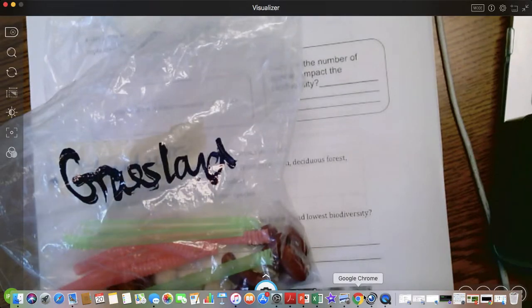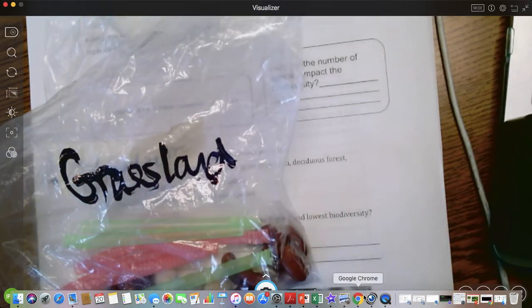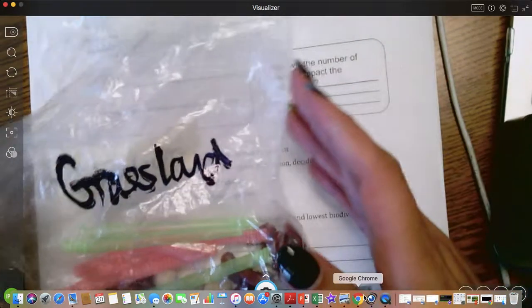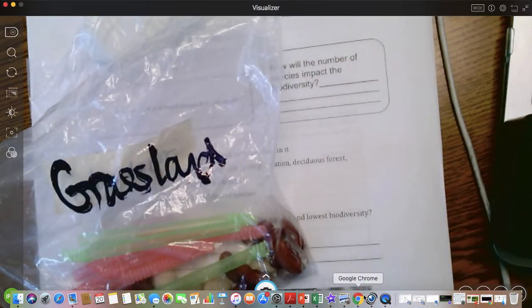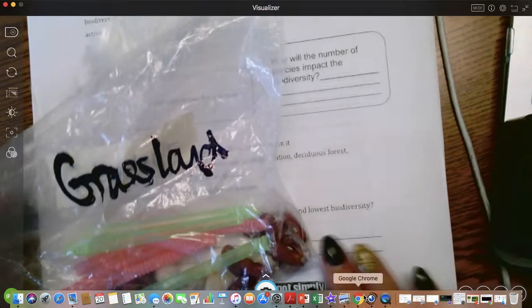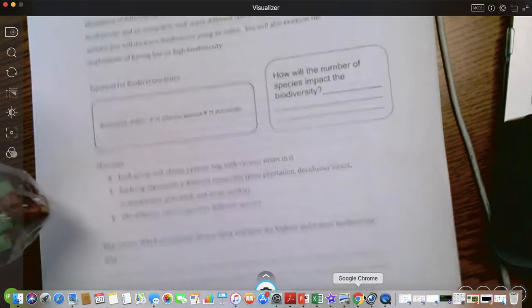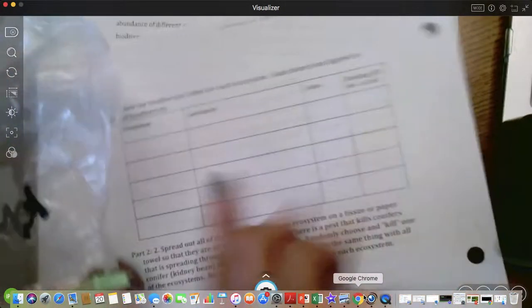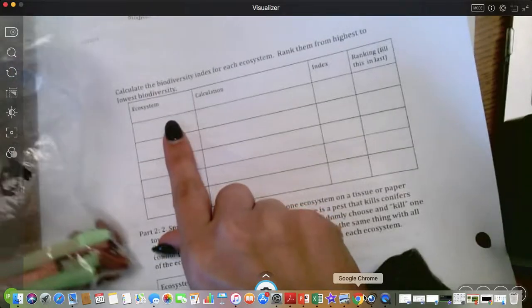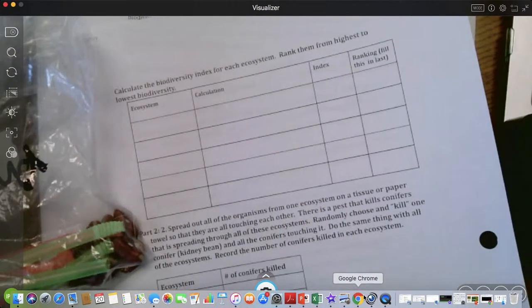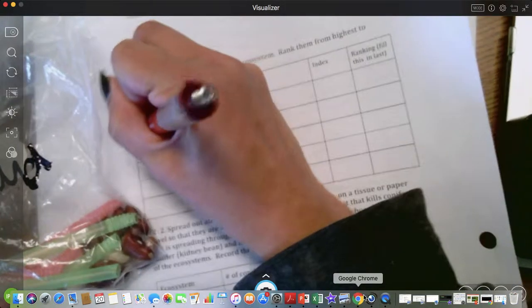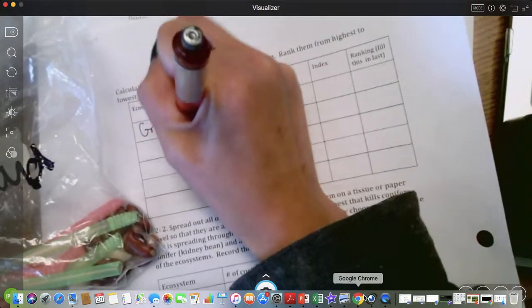Then we're going to use that to figure out which one is the healthier ecosystem and which one is more vulnerable. So if one individual were to get sick, in which biome would most of the other individuals get sick as well? To start, we get a little baggie. My first one is grasslands. You're going to put grasslands here in this ecosystem. Let me do that right now so you can see it. It doesn't matter what order you do this in. I just happen to pick this bag first.